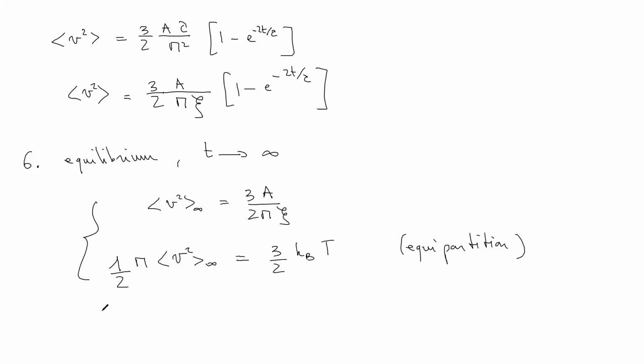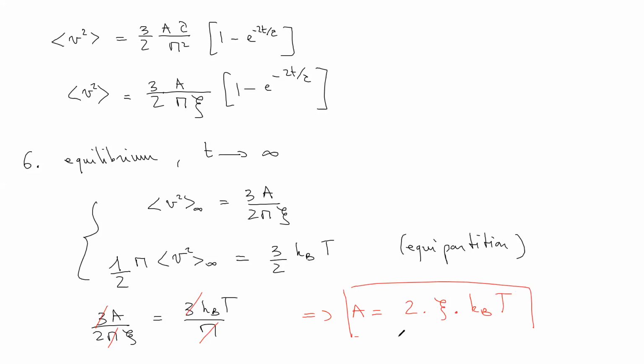And so it provides that 3a over 2m psi should be equal to 3 kBT over m. Right? And thus, mass is irrelevant. And you end up with the fact that a should be equal to 2 psi kBT. And this is a very important relation that is called the fluctuation dissipation relation.